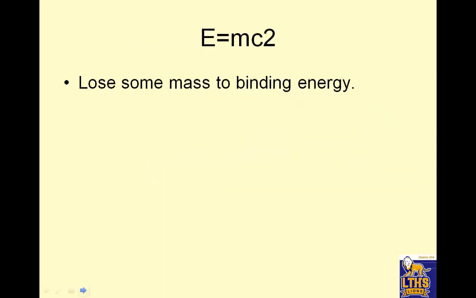E equals mc squared. We lose, that's squared. Sorry, I should have fixed that by now. We lose some mass to binding energy. So when protons and neutrons are stuck together, a little bit of their mass is converted into energy, which holds them together. Because realize, if I have a proton next to a proton, those charges will repel each other. Like charges repel.